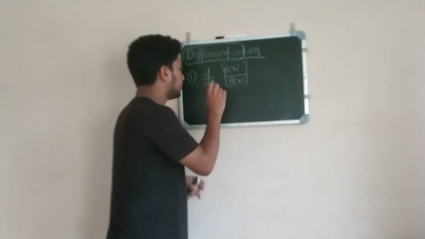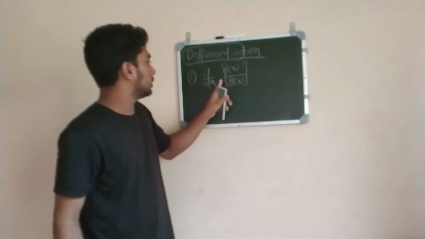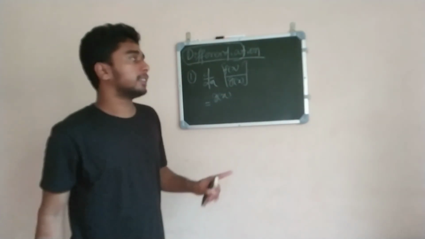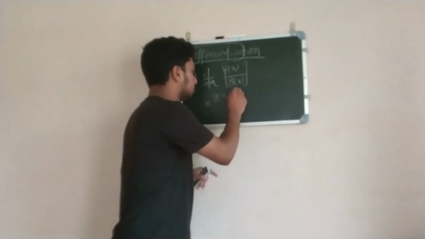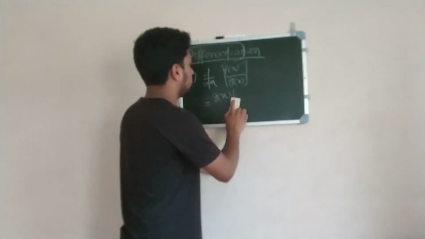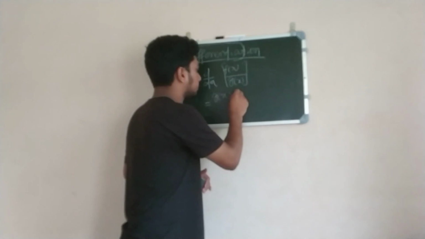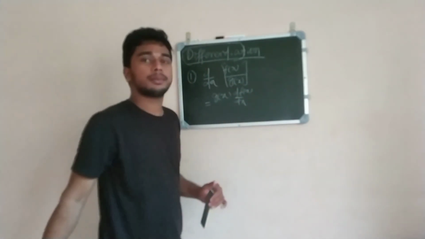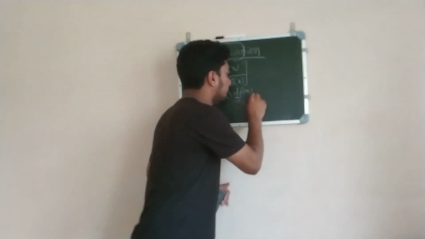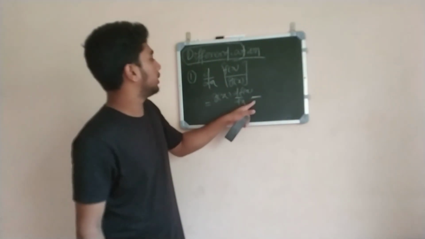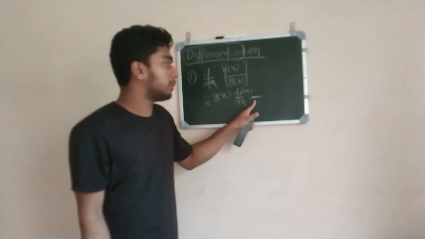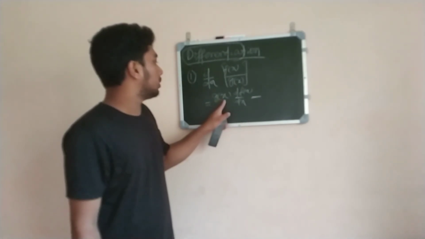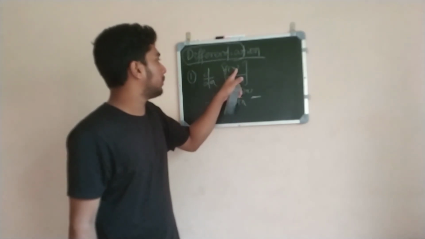The formula will be: just take g of x, leave g of x, then take the derivative of f of x. Then it will be, here will be a minus sign instead of a plus sign. We used a plus sign in case of multiplication. Here I will use a negative sign. So first I took the derivative of f of x.